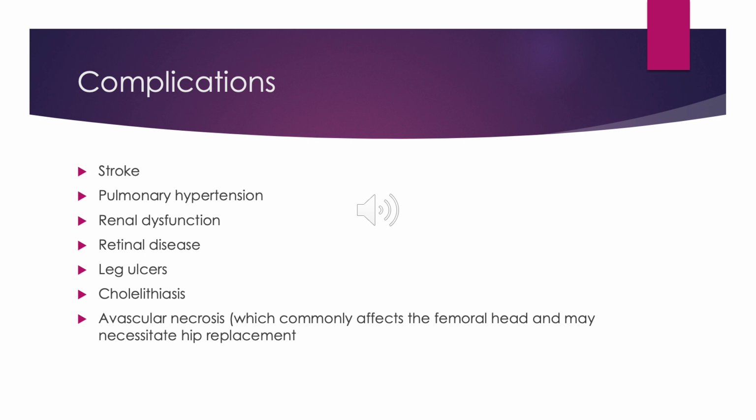Complications of sickle cell disease. These complications result from the abnormal shape of hemoglobin S, especially under hypoxic states, where these hemoglobin S carrying red blood cells will aggregate and cause occlusion of the blood vessels. This can result in stroke, pulmonary hypertension, renal dysfunction, retinal disease, leg ulcers, cholestasis, and avascular necrosis of the head of the femur.